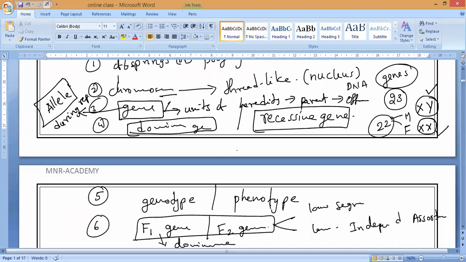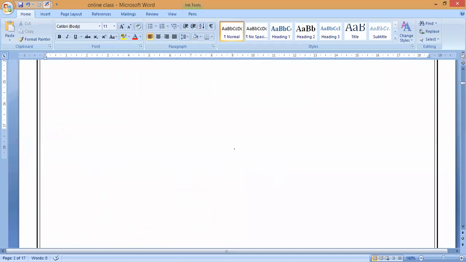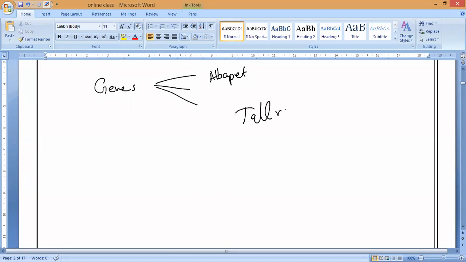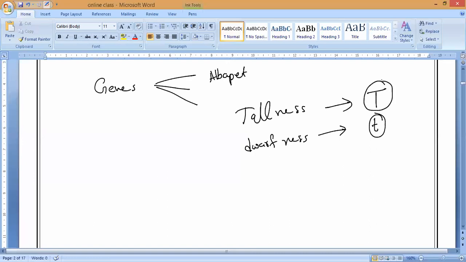As we know, in every organism, including human beings, we always represent genes with an alphabet letter based upon the characteristics. For example, if we take tallness, which letter do we use to represent tallness, guys? Capital T. And for dwarfness or shortness, we represent it with a small t. This is what we call genes. A gene for tallness is represented with the capital letter T, and it controls the length of the organism.